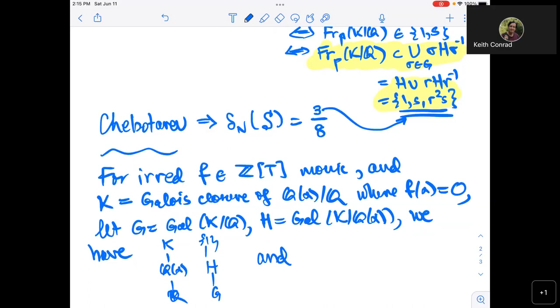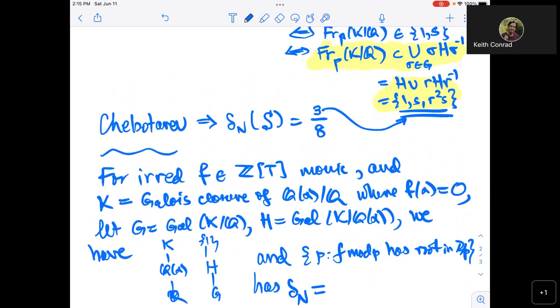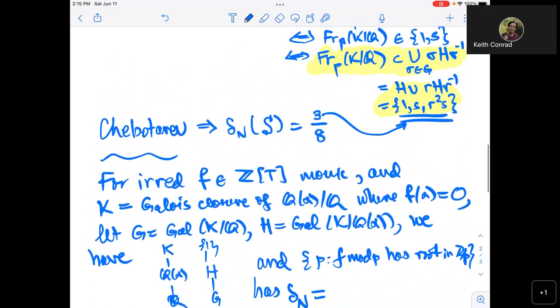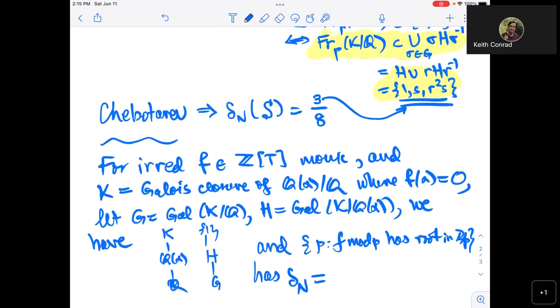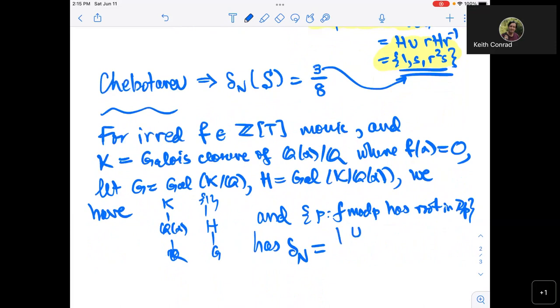That's just from Galois theory, and the set of primes P such that F mod P has a root in Z mod P will turn out to have a natural density. Does anybody want to guess a formula in terms of what we just discussed? Based on what we just did? Maybe not. Yeah? Right, the size of the union of the conjugate subgroups of H, over the size of G. So there's a lot of overlap, like they all overlap in the identity. That's not the size of a subgroup, it's the size of some conjugate-stable subset. So that rational number is the natural density, okay?